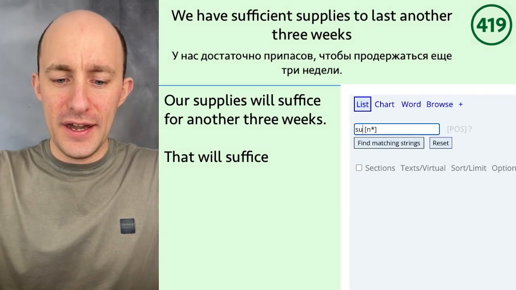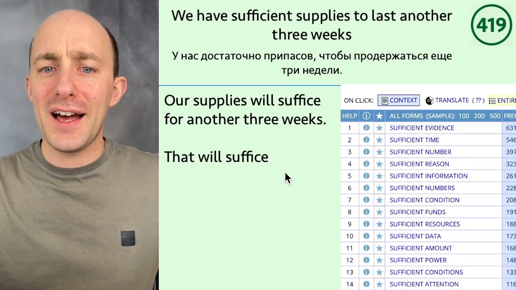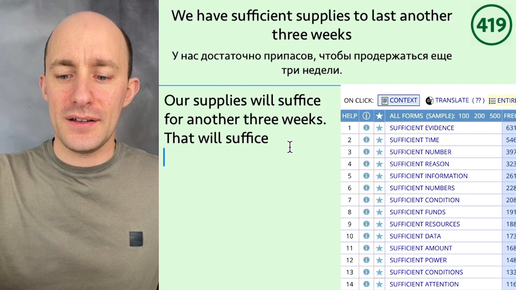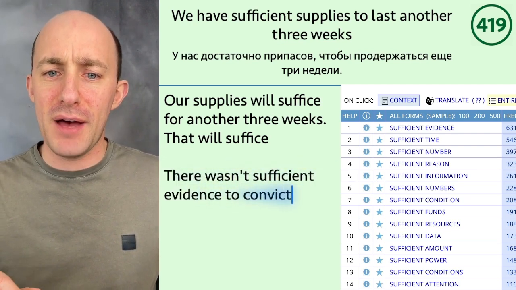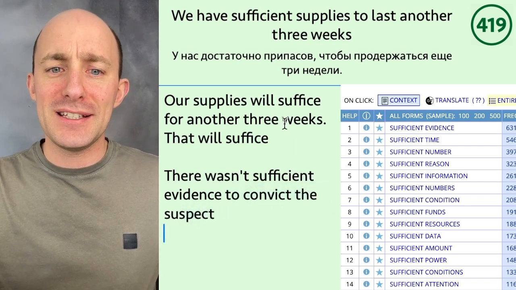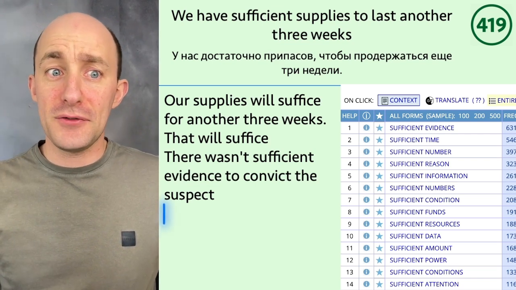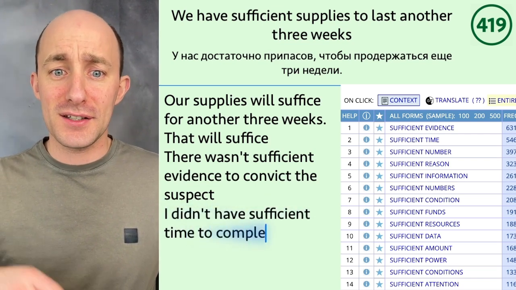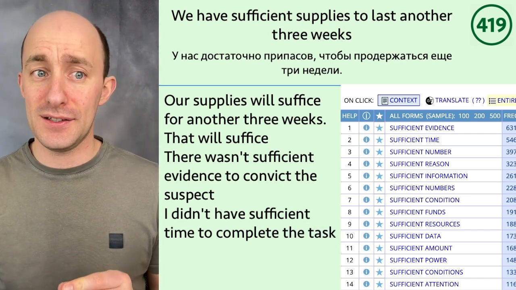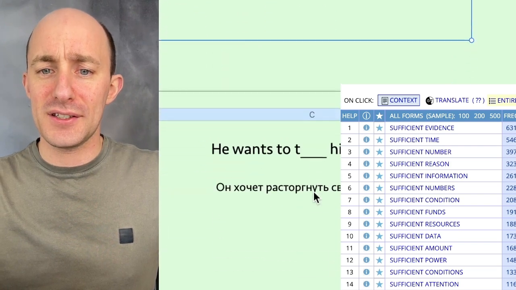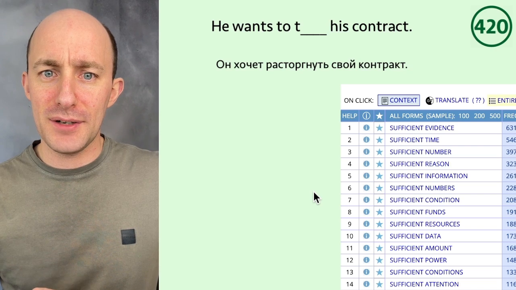Let's have a quick look at the nouns that are often used after the word sufficient. There wasn't sufficient evidence to convict the suspect. Or we can say, I didn't have sufficient time to complete the task. So sufficient, and the opposite is insufficient. Sufficient, insufficient. And number 420, the last word in this second part of the lesson.